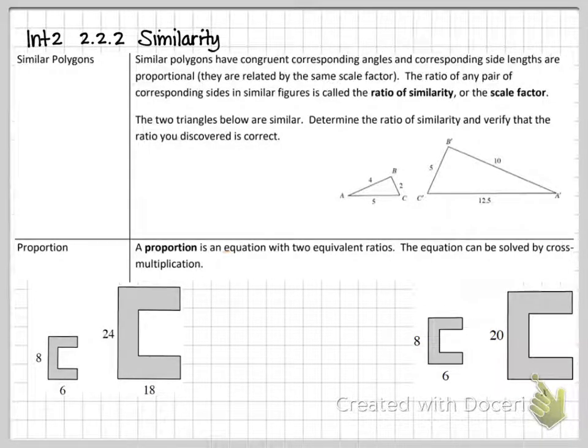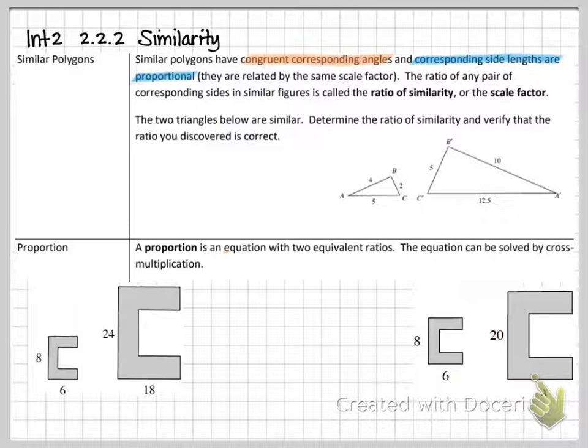Okay, so this is integrated 2.2.2, similarity. All right, similar polygons. So this should hopefully sound familiar from a couple of years ago. We have congruent corresponding angles, but we also have corresponding side lengths that are proportional. So it's the whole idea of being able to find a ratio between them.